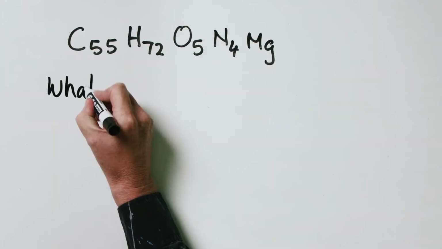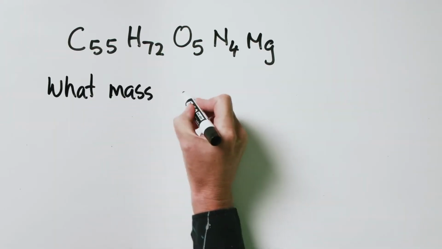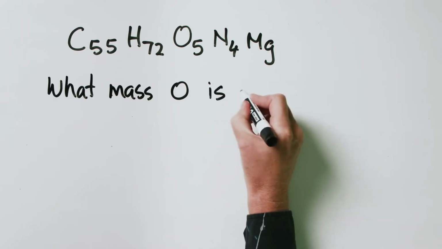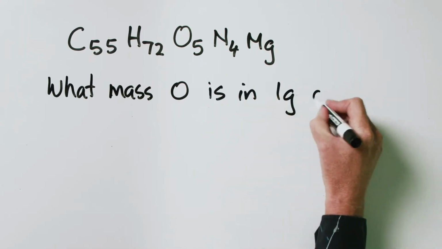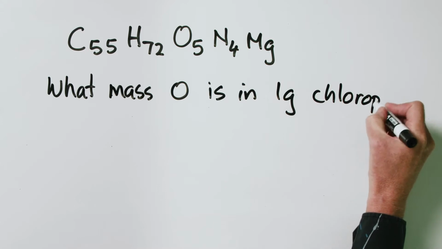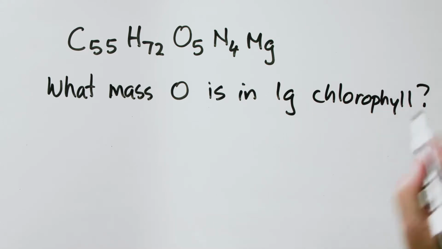So the question that we're going to be asking today is this: what mass of oxygen is in 1 gram of chlorophyll? And how do we start this? How do we begin?